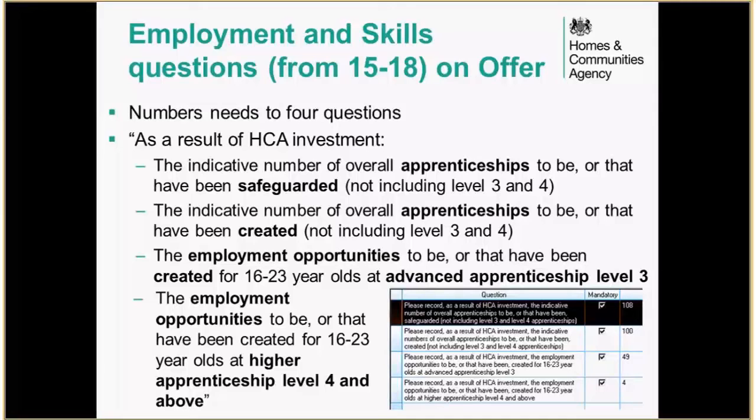The first 2 questions are about apprenticeships. Firstly, we have a question on the number of apprenticeships that have been safeguarded, but that safeguarding is not at level 3 or 4. Then the next question, same question, but rather than safeguarded, the number of apprenticeships created at those levels, entry 1 and 2. We then move on to 2 questions about employment opportunities. For 16 to 23-year-olds, first of all, the question is at advanced level 3. And then the next question is about higher apprenticeship level 4 and above. Obviously within a large partnership, you will have to feed those numbers up to your lead so that they've got an overall programme total for those.